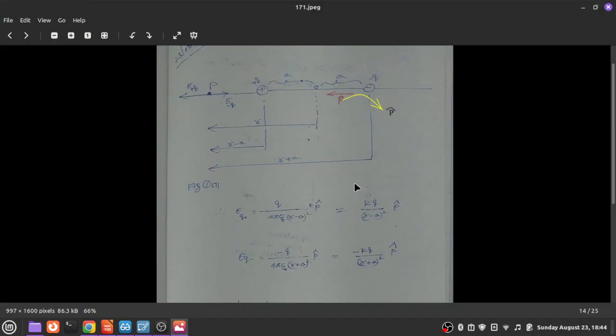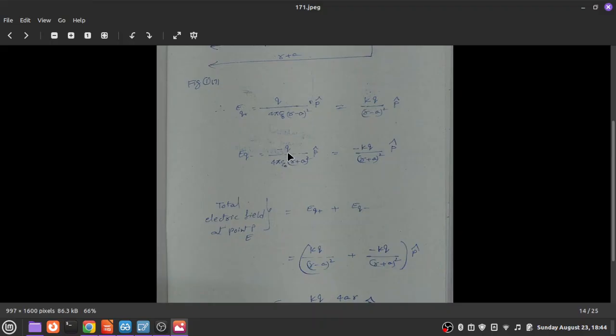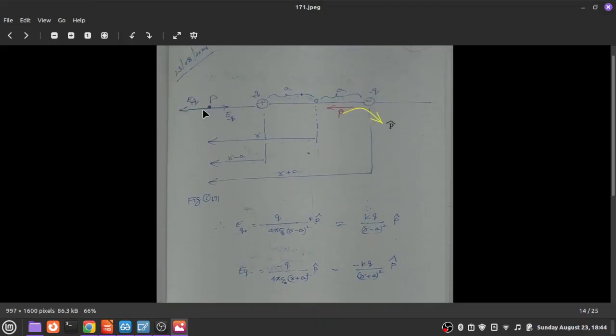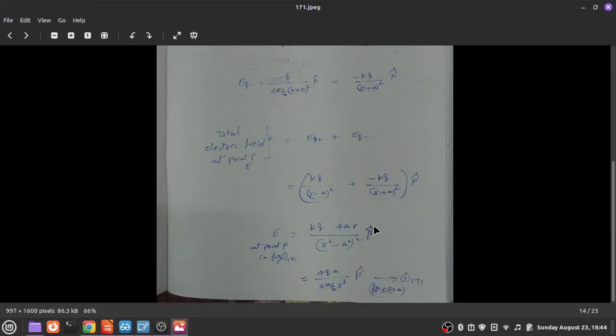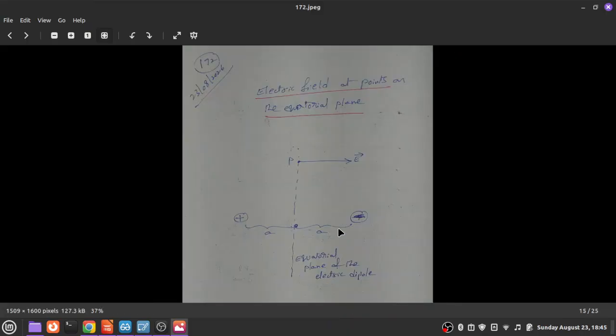For E plus Q, a plus sign is included. The total electric field at point P is E plus Q and E minus Q. That is what is written here. And after some manipulation, you will get 4QA by 4 pi epsilon naught r cubed, P hat, for r greater than a. The numerator is 4QA, the denominator is 4 pi epsilon naught r cubed. And the electric field is inversely proportional to r cubed. That is the important point you have to notice.